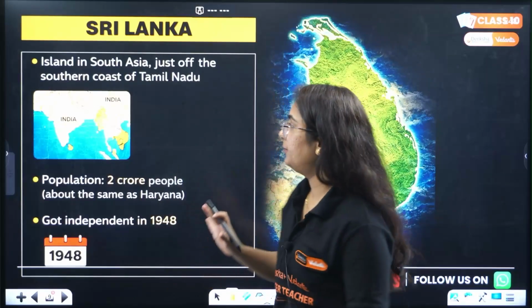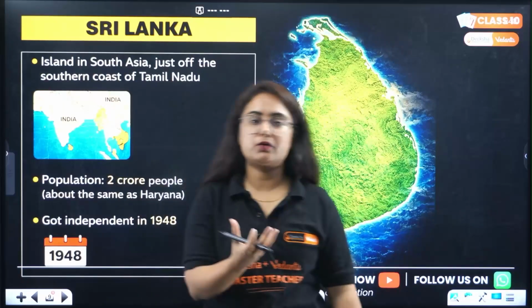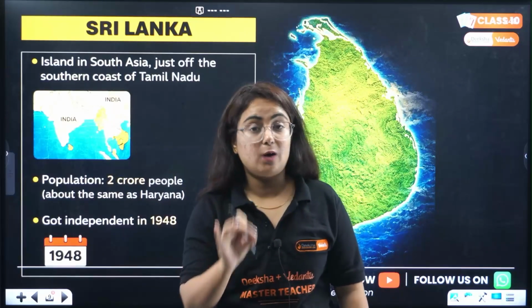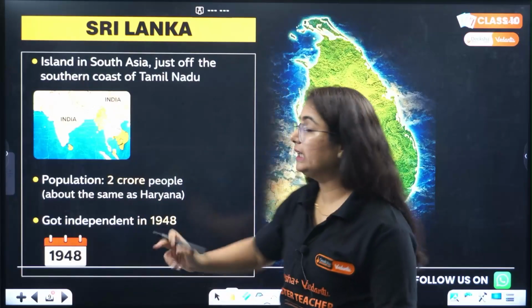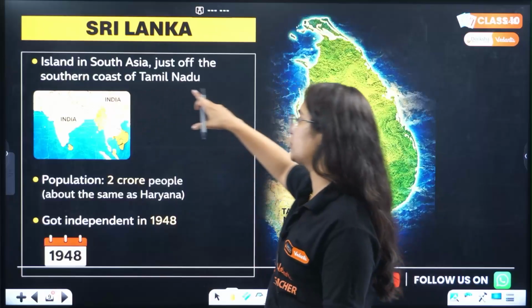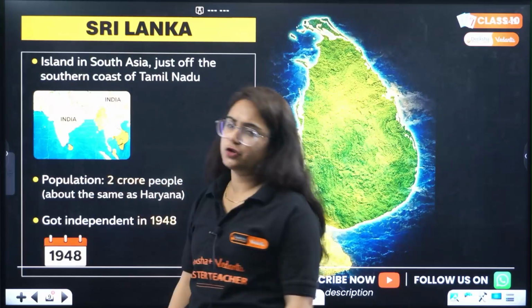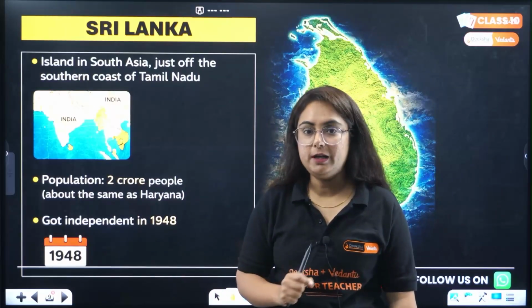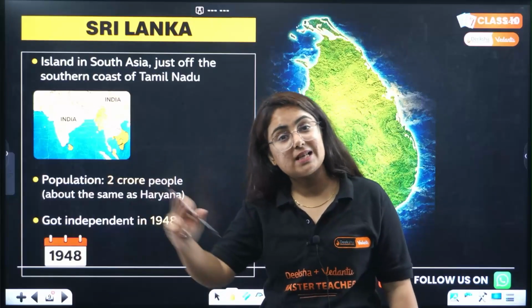See, Sri Lanka, if we have a look, we know that Sri Lanka is an island country in South Asia. Where is it located? It is located off the southern coast of Tamil Nadu. Here you can see this is India and this is Sri Lanka. The population of this country is just 2 crore people, about the same as in Haryana.